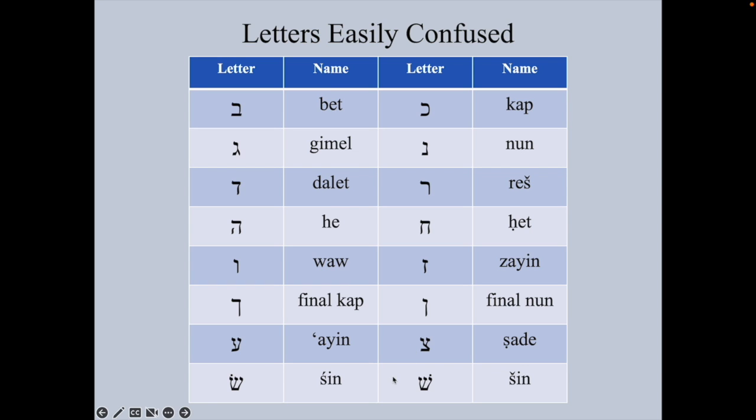The only thing that marks off the sin and the shin is the position of the little dot on top. So the sin has the dot on the left hand side, whereas the shin has it on the right. And if you can keep this in mind, you can begin to distinguish between these easily confused letters.